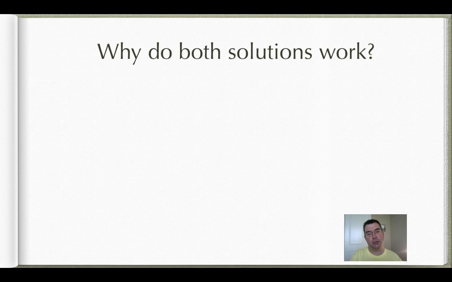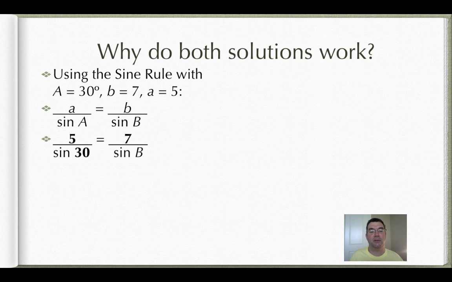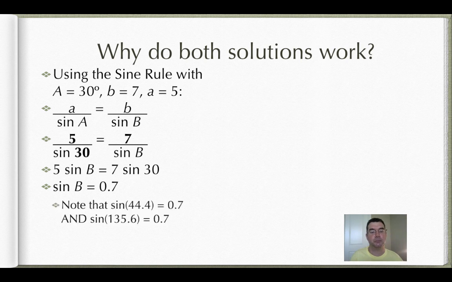So why do both solutions work? Well, if I use the sine rule with that information, I've got A, I've got B, and I've got side A. So I'm going to use this version of the sine rule: A over sine A equals B over sine B. And if I plug things in, I get 5 over sine 30 equals 7 over sine B. If I cross multiply, I get that 5 times the sine of B is 7 times the sine of 30. So if I solve for the sine of B, I get 0.7.